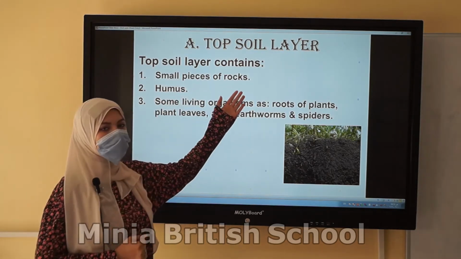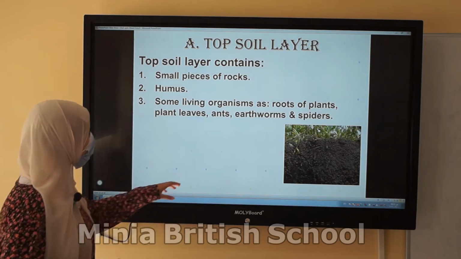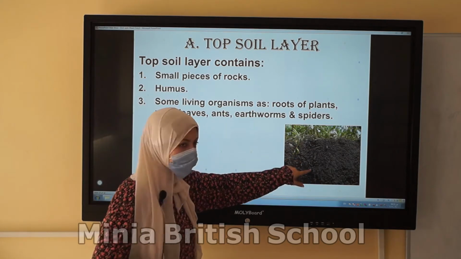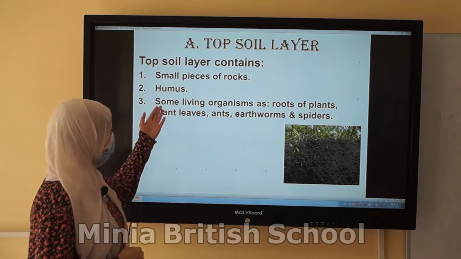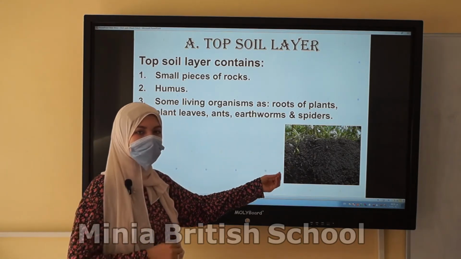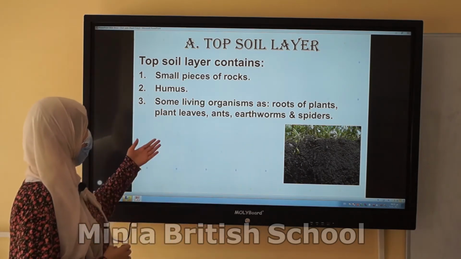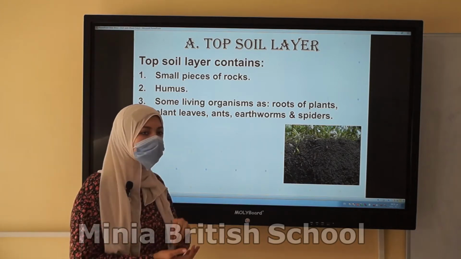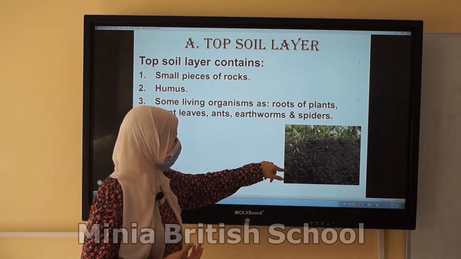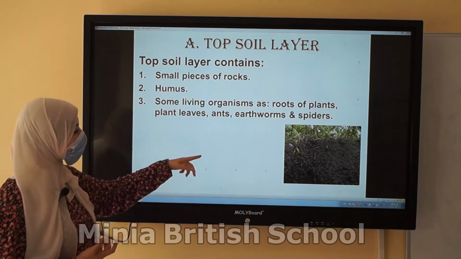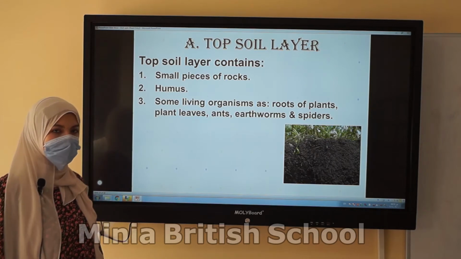First, the top soil layer. The top soil layer contains small pieces of rocks. Look at this picture, the small pieces of rocks. And what else? Humus, and we said it's very important to the soil. Why? Because it adds nutrients to the soil. Some living organisms make their homes in it, like what? Spiders or earthworms, and there are also the roots of plants and plant leaves. Okay?